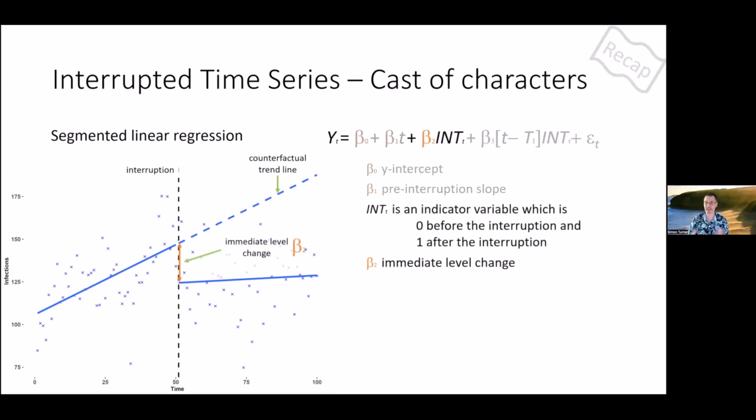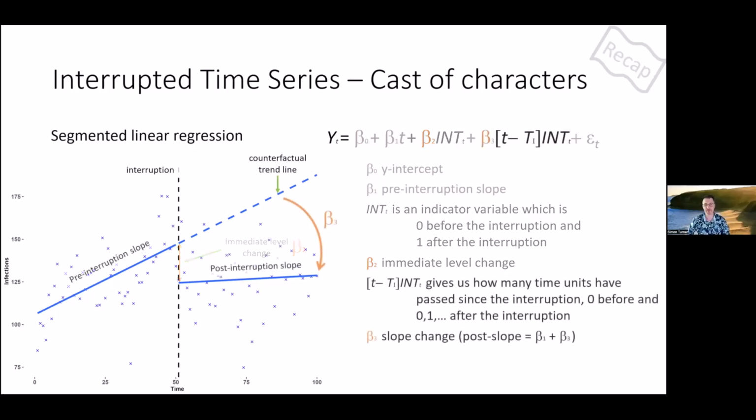Maybe the butler dies and then he can't be responsible anymore. But there's a jump scare or something happens. And in the parlance of these segmented linear regression analyses, we refer to that as the immediate level change. So there's a sudden shock to the system. Now, obviously, that can be positive or negative, but we can try and measure that.